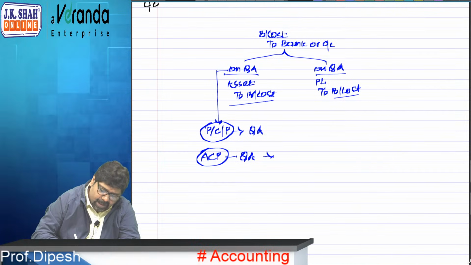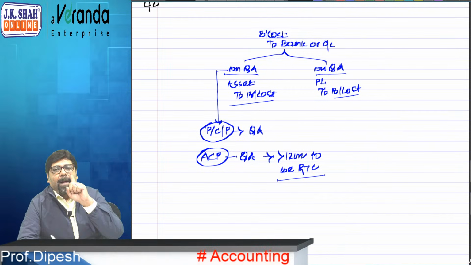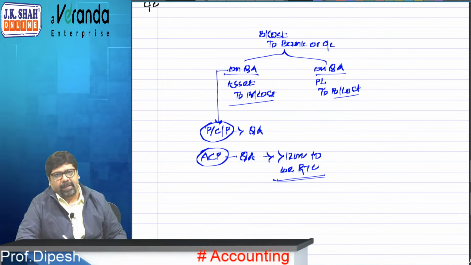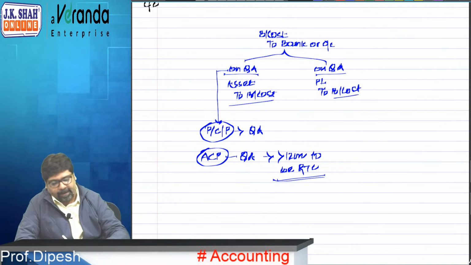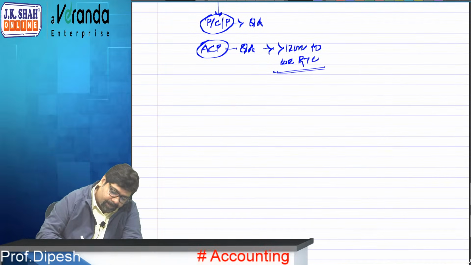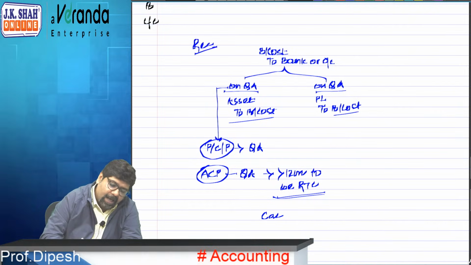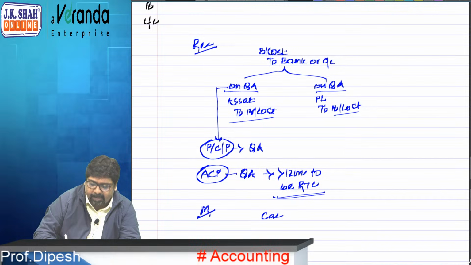Qualifying asset means any asset which takes more than 12 months to be in ready to use condition. Acquisition, construction, production of an asset which takes more than 1 year to be in ready to use condition, then such asset is known as qualifying asset. Achha. So, you understood how to treat borrowing cost. Now, third is how to calculate borrowing cost. How to treat borrowing cost is nothing but recognition. How to calculate borrowing cost is nothing but measurement.